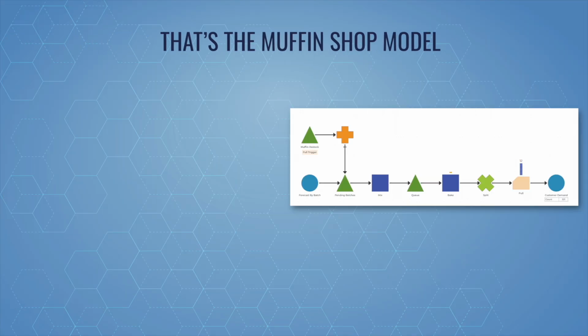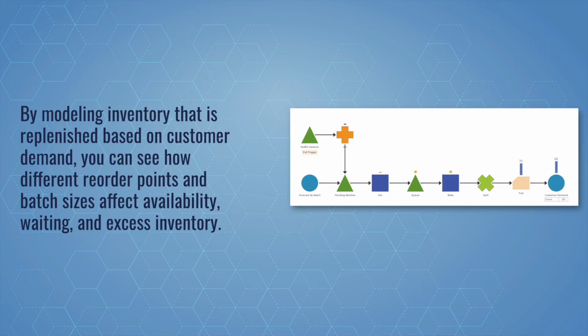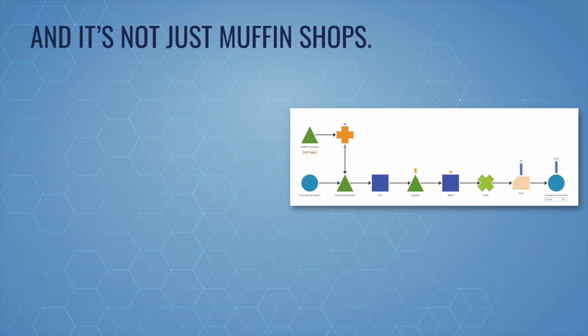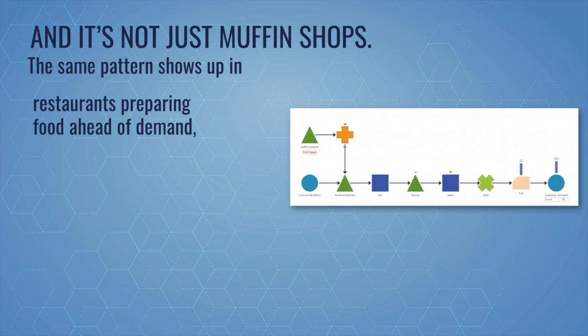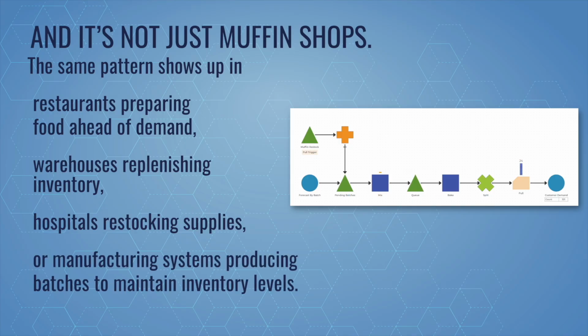So in a nutshell, that's the muffin shop model. But the real value is in what you can experiment with. By modeling inventory that is replenished based on customer demand, you can see how different reorder points and batch sizes affect availability, waiting, and excess inventory. And it's not just muffin shops. The same pattern shows up in restaurants preparing food ahead of demand, warehouses replenishing inventory, hospitals restocking supplies, or manufacturing systems producing batches to maintain inventory levels.